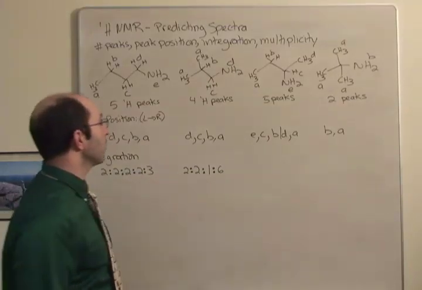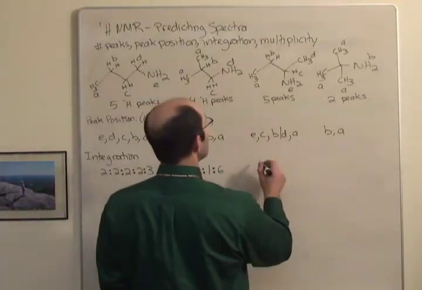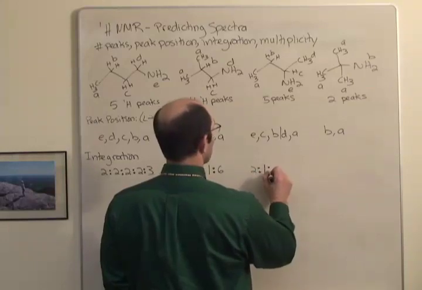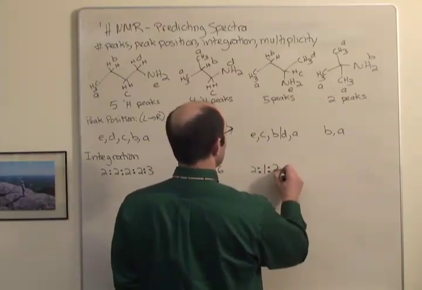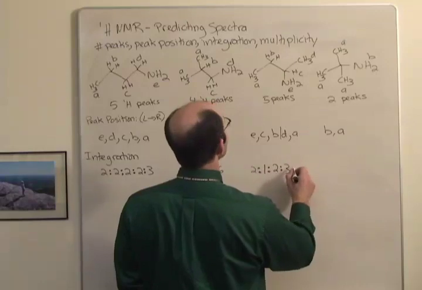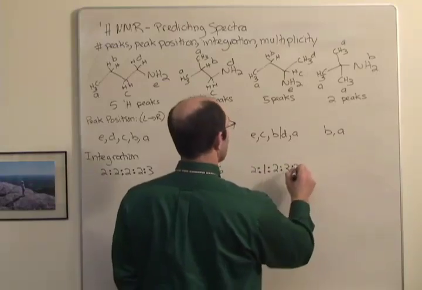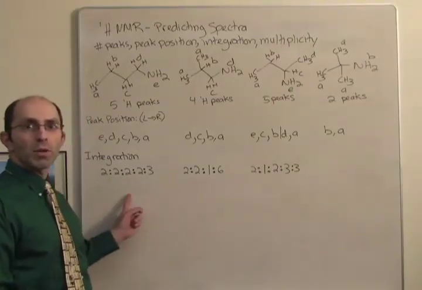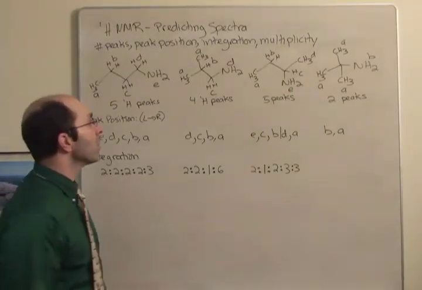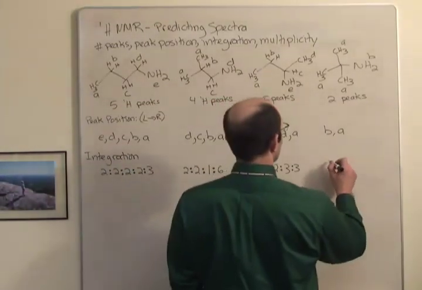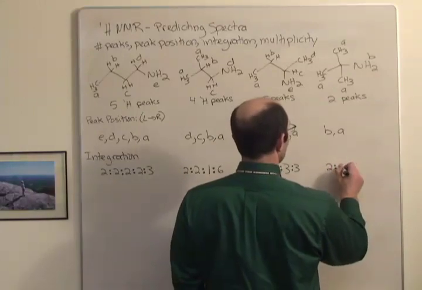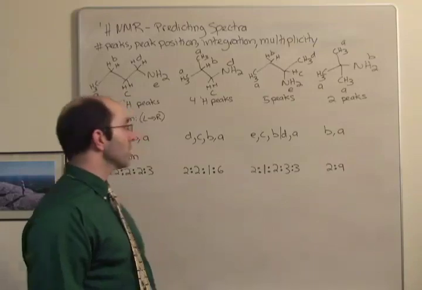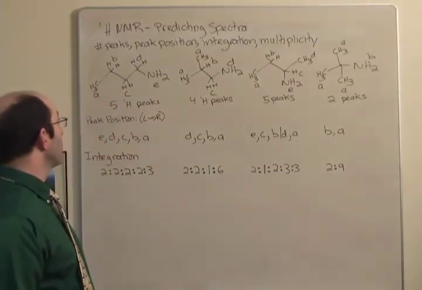Very easy to tell the difference there. Now E has 2, C has 1, B has 2, D has 3, and A has 3. And again, you can see these two have 5 peaks, but from the integration ratios, you can easily tell the difference. And then finally, the last one, 2 to 9 integration ratio. And then finally, let's predict what's going to happen for the multiplicity.